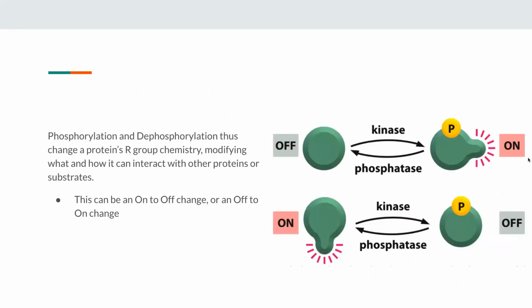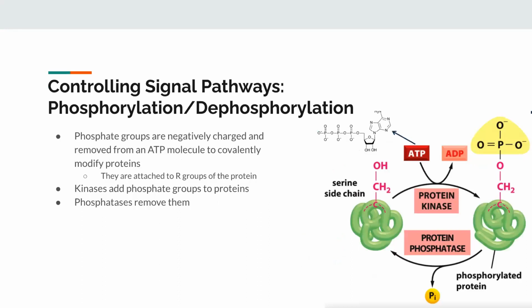Keep in mind though that phosphorylation doesn't necessarily mean on or off or anything specific. Phosphorylating something can turn it on. Phosphorylating something can also turn it off. It depends on the specific protein and what effect that phosphorylation has, right? If you're phosphorylating an active site, that could make the active site more negative, which might be what you want. It might be less negative, which might not be what you want. It can either be an on or off change.